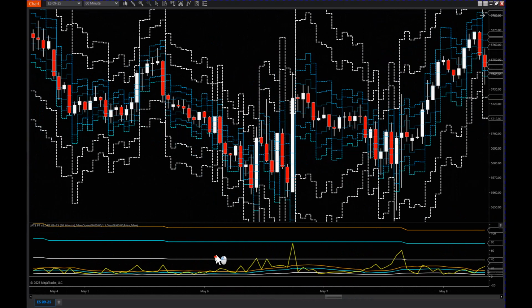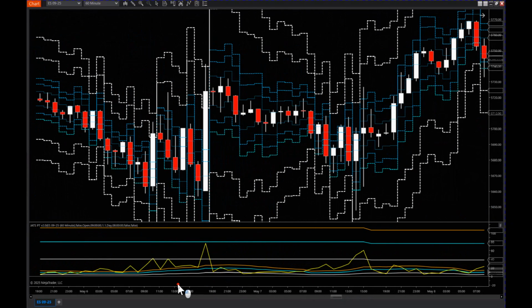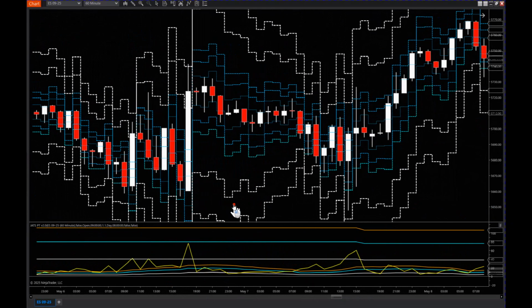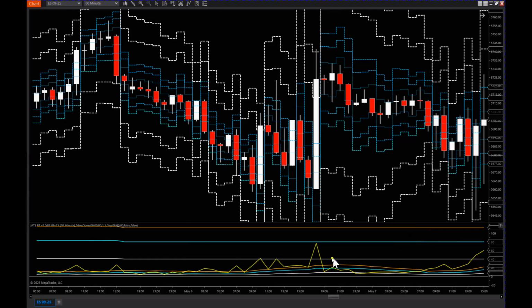Unscrunch this so that we can see it. So you can see right here that it broke it right here and it went to target. It went to both of them. Look at that.